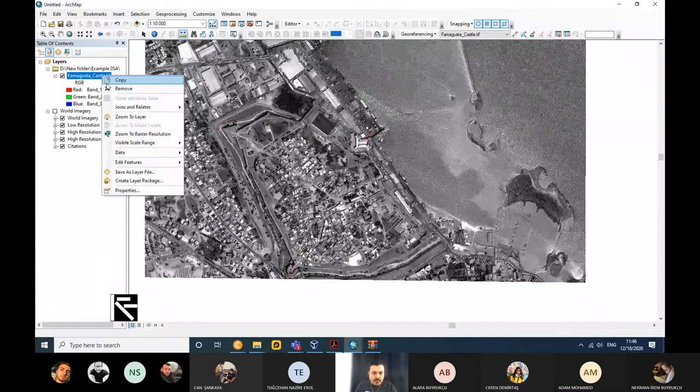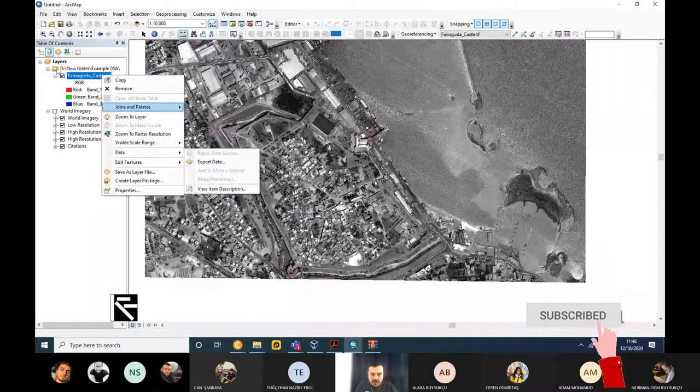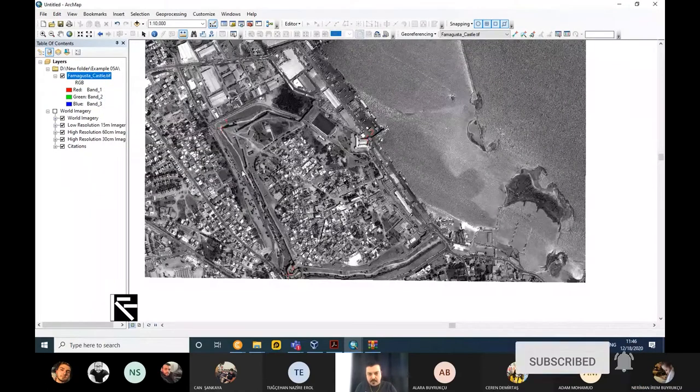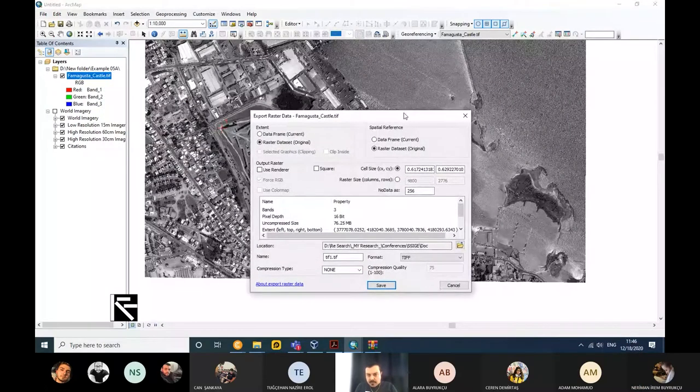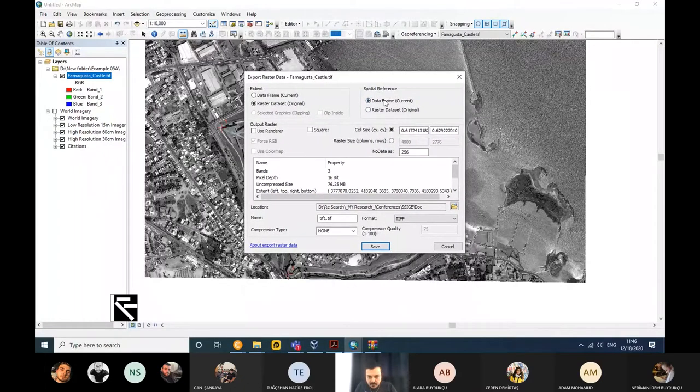I am going to use this method. I am going to export the data. I choose this one from Famagusta Castle data, export data. This menu comes up. The extent is okay, but for the spatial reference, I will choose the current situation, not the original, because the original is not a coordinate.